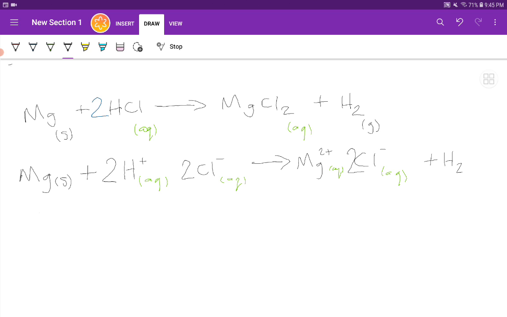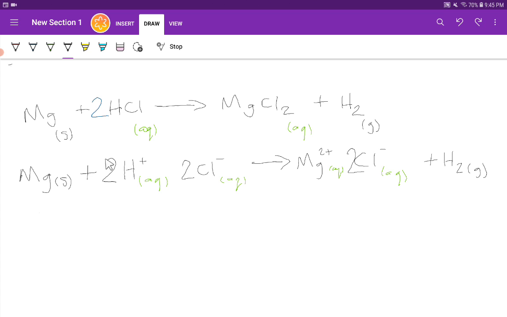Hydrogen is a gas, so it is going to remain unchanged. We're not going to do anything to the hydrogen. So please, nobody let me see you writing this. This is nonsense. Hydrogen is a gas, so it should not carry any charge. Likewise, the magnesium should not have any charge when it is in its solid state. So we're not doing anything to the H2 gas. We're not doing anything to the Mg solid. Now we have our total ionic equation.